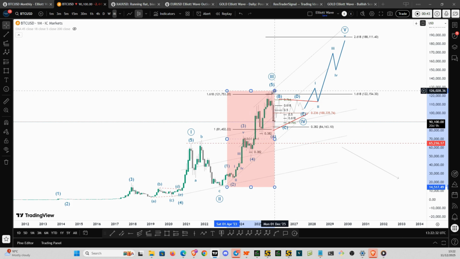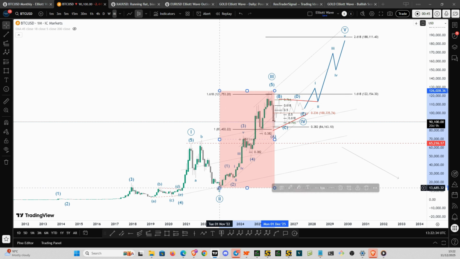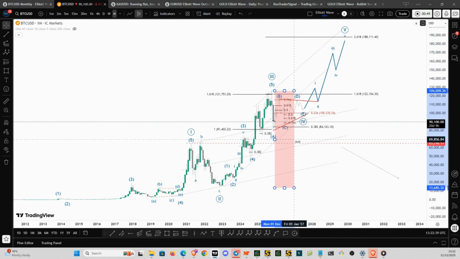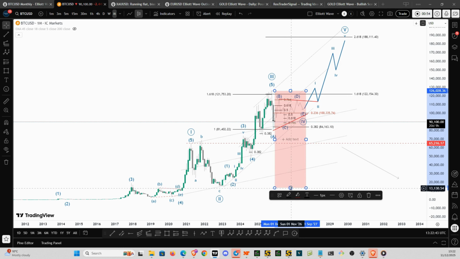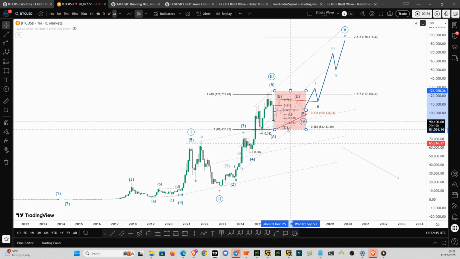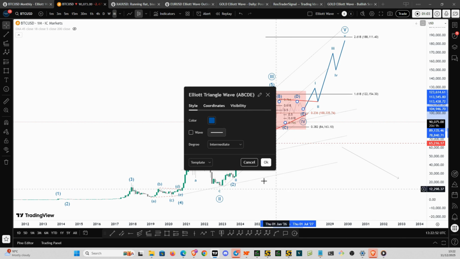The focus here is on what happens after cycle wave 3 completes. Instead of assuming a straight collapse or an immediate new parabolic run, Elliott wave theory often expects a cycle wave 4 consolidation, and triangles are one of the most common patterns at this stage of a trend.